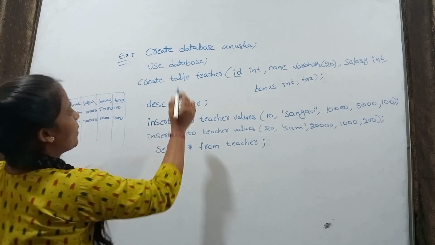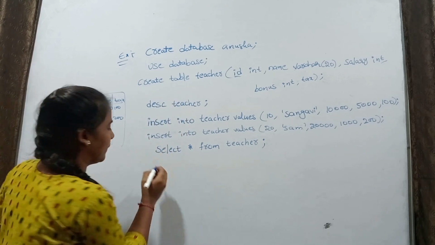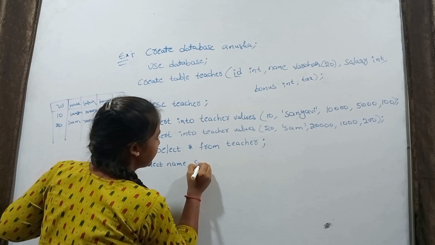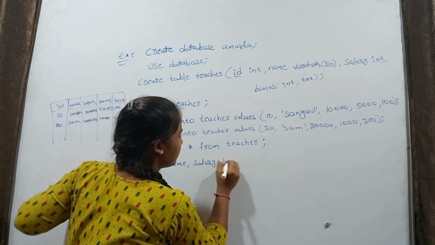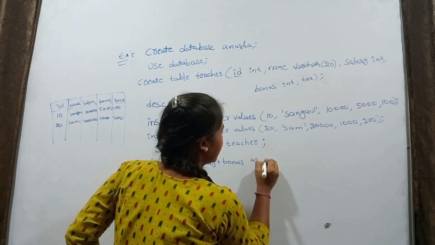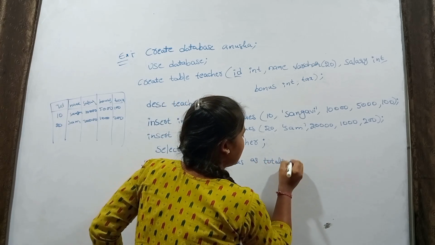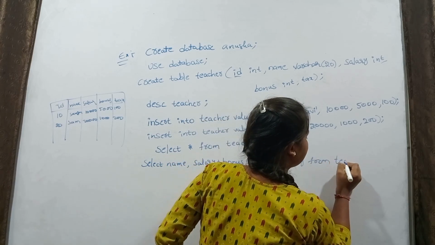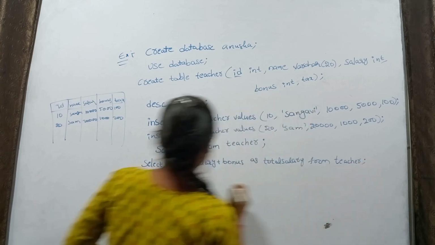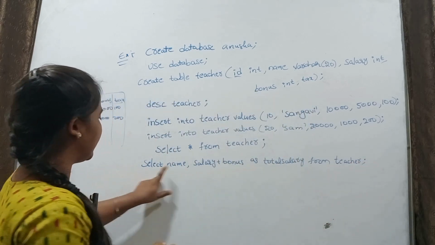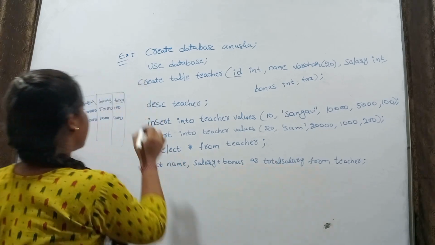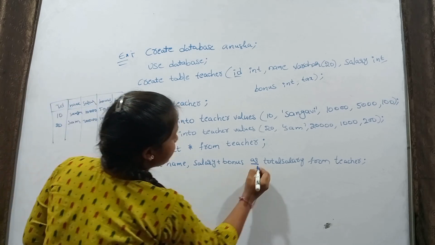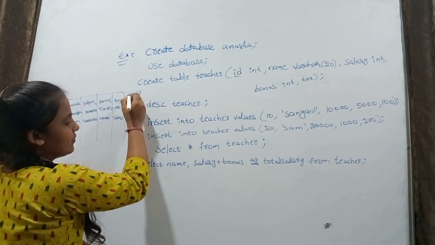We can use arithmetic operators on this table. Select name comma salary plus bonus as total salary from teacher. When we use this, another column will be created. This is a virtual column. When we use as, another virtual column will be created for total salary.